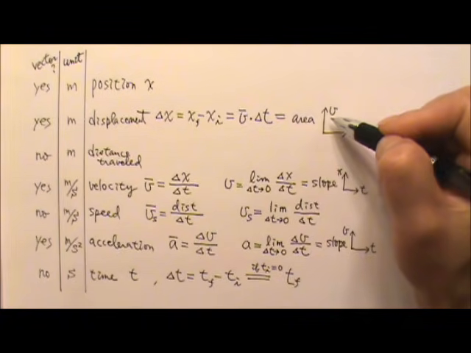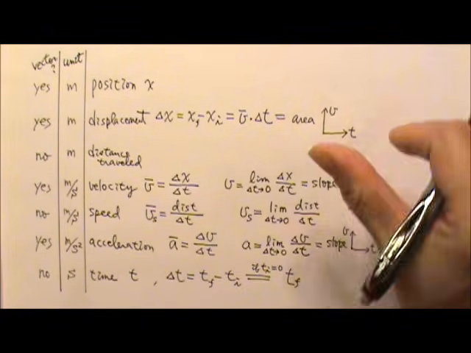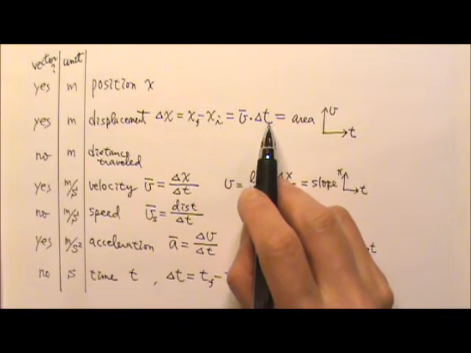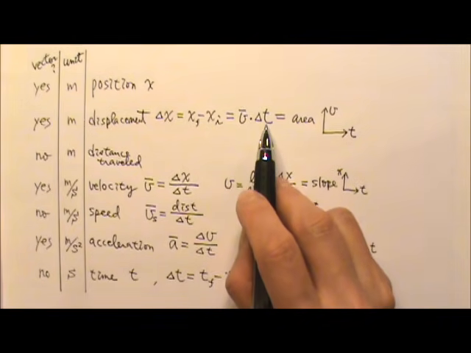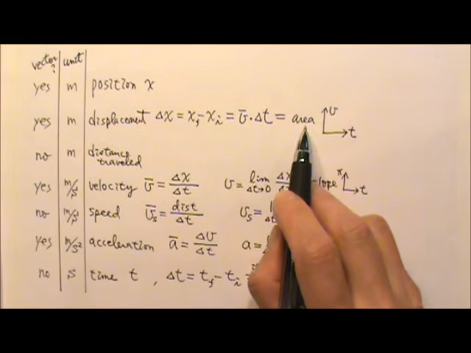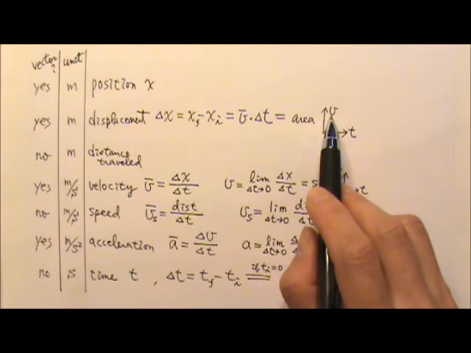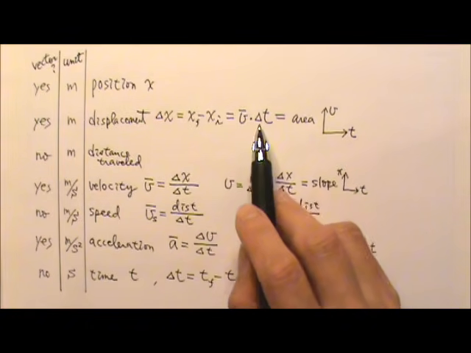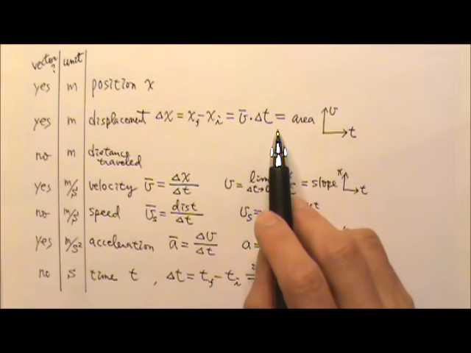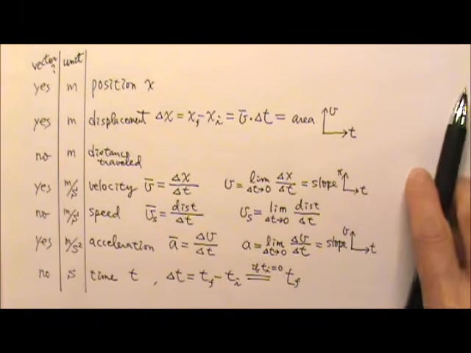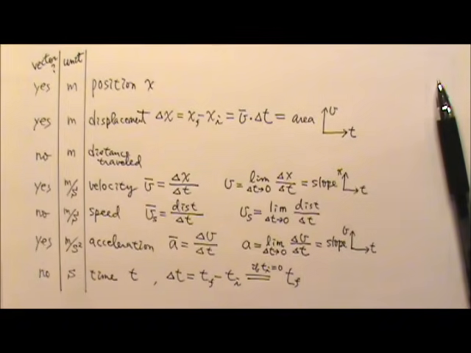See, the area of a rectangle is the height times the base. This is the height, that's the base. When you are multiplying, that's referred to as the area. The height is the velocity, so the vertical axis is the velocity. The base is delta t, so the horizontal axis must be the time. So it's the height times the base. That's the area, that's the displacement.